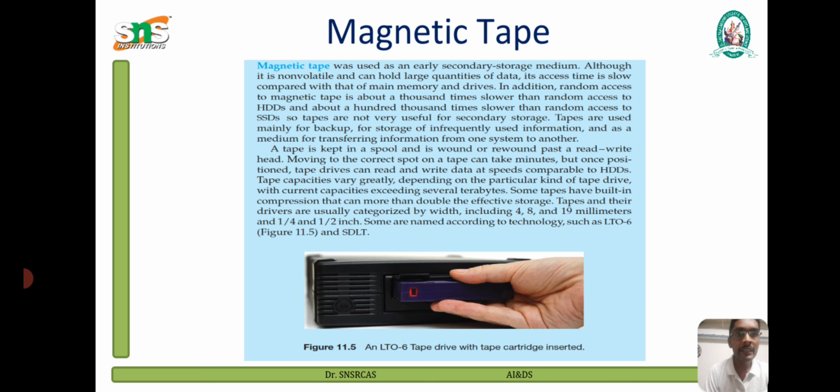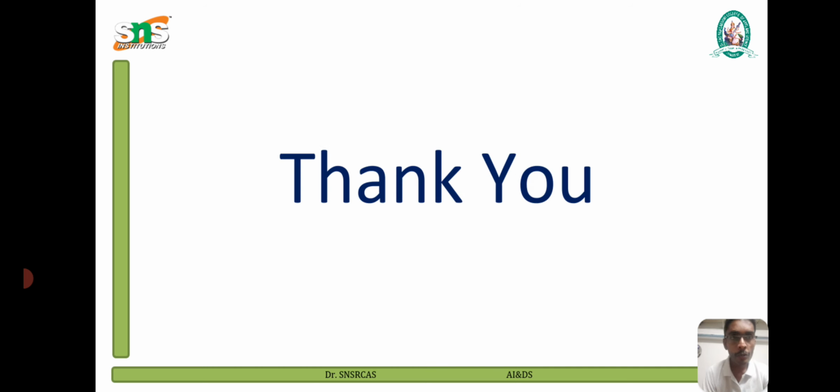And now magnetic tapes. Magnetic tape was used as an early secondary storage medium. Although it is non-volatile and can hold large quantities of data, its access time is slow. Magnetic tape is about 1000 times slower than random access to hard disk drives. So basically the speed, latency and average access times of magnetic tapes are much worse than hard disk drives, but it still depends on the situation. Magnetic tape devices and disks are generally used.